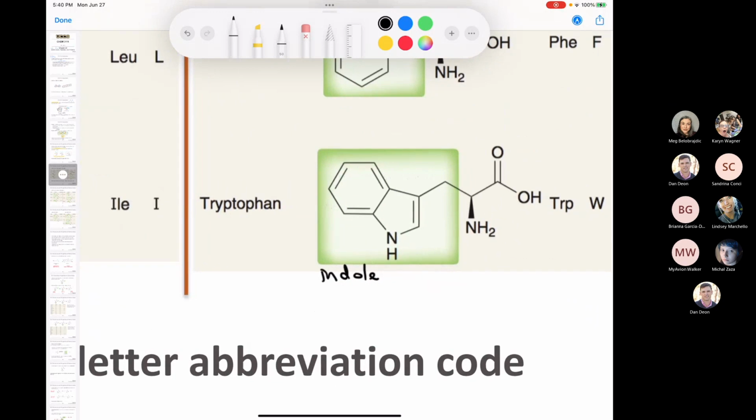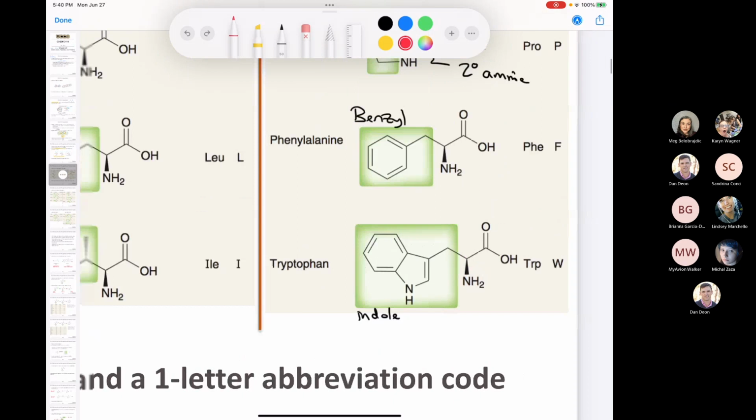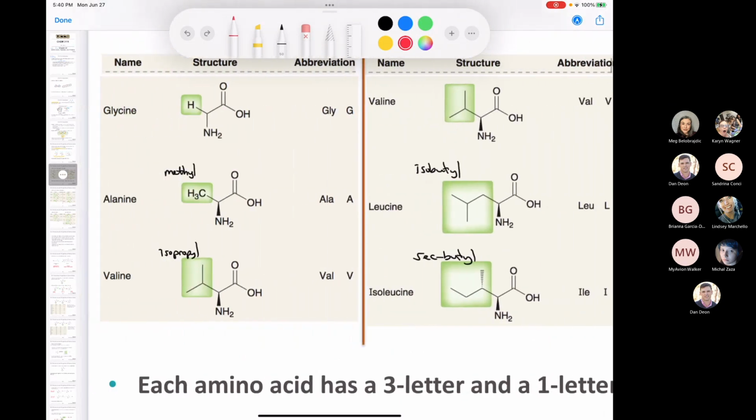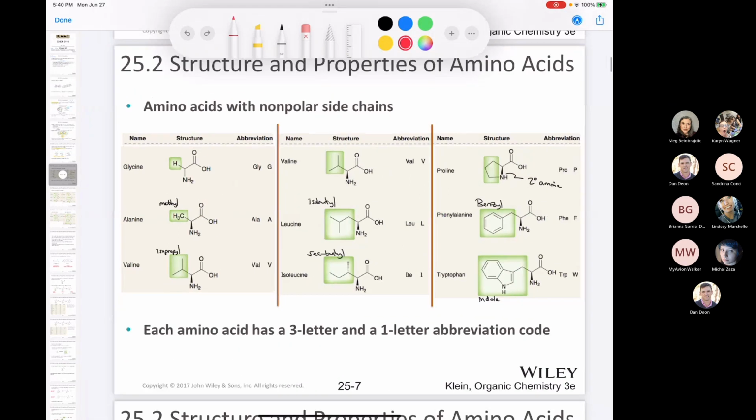The only thing that students will bring up sometimes is they'll say, well, what about indole? There's a nitrogen-hydrogen bond in there. Yes. However, in tryptophan, the reason this is considered nonpolar is because the R group is mostly nonpolar with just this tiny nitrogen-hydrogen bond in it. So it's considered to be nonpolar. So tryptophan, phenylalanine, proline, valine, leucine, isoleucine, glycine, and alanine.